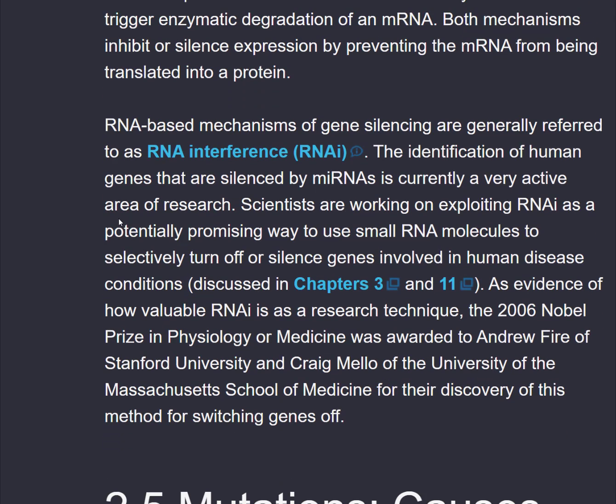RNA interference, RNAi. RNA-based mechanisms of gene silencing. These siRNAs are bound by a protein RNA complex called the RNA-induced silencing complex, known as RISC, R-I-S-C.